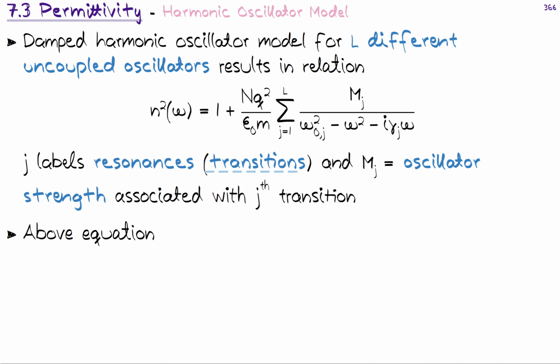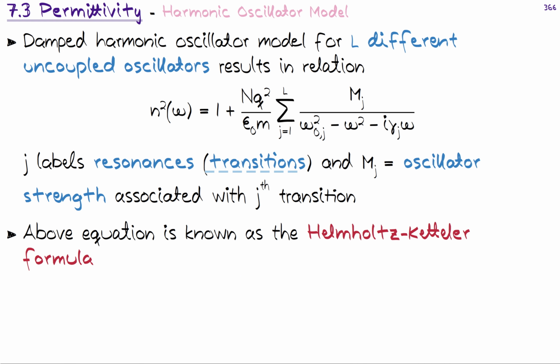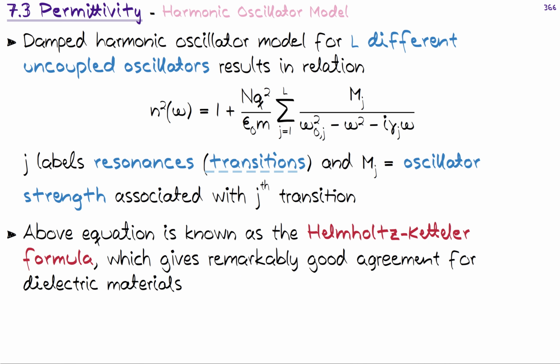So the equation that we see here is known as the Helmholtz-Ketteler formula, and this can actually give a very good agreement with dielectric materials and their refractive index profiles. The reason that is so is that we can have many resonances, and these affect the refractive index profiles, and this gives us very good predictive power.